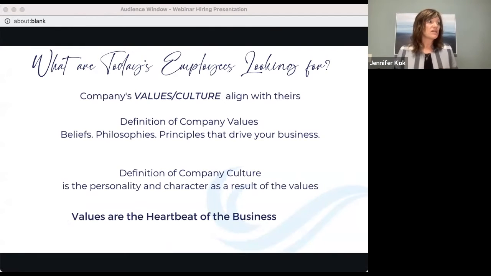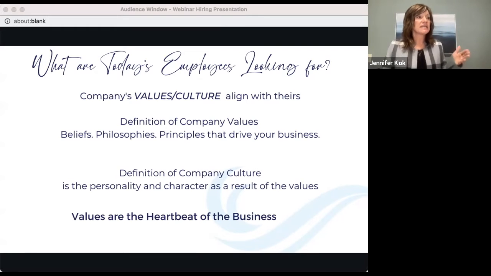So let's take a look at the definition of company values. Beliefs, philosophies, principles that drive your business. The definition of company culture is the personality and character as a result of the values. So what we're seeing is that values come first. Values are the heartbeat of the business, and then it's followed by crafting a culture.